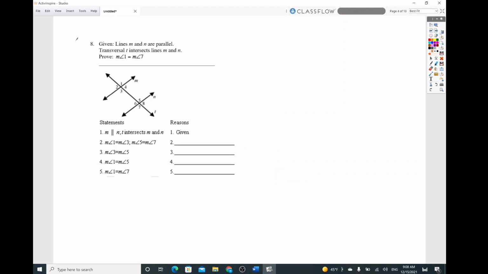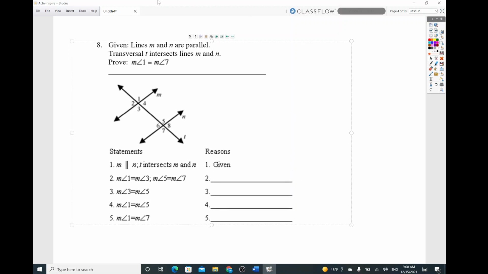Okay, here's another one. Given that lines M and N are parallel, I keep doing that, the cross line there. I want to use the arrow to make this bigger. Transversal T intersects lines M and N. You want to prove that the measure of angle 1 is equal to the measure of angle 7. Start off with the given.